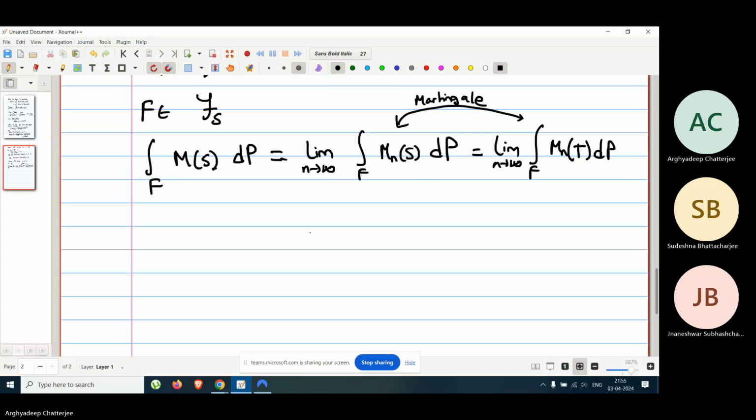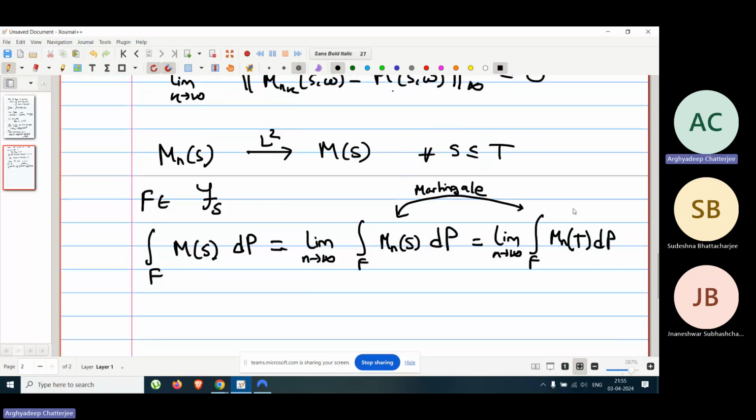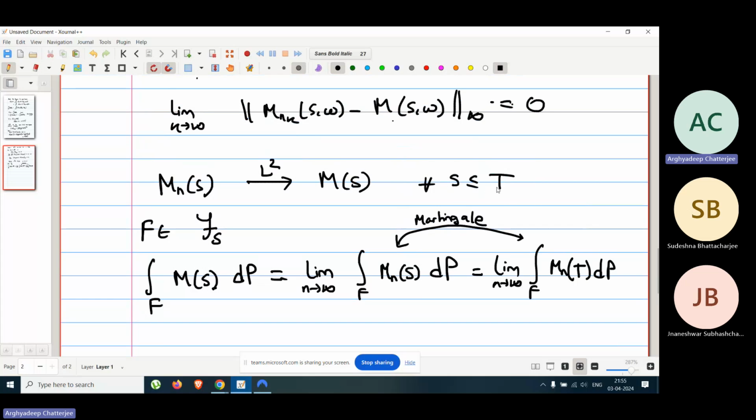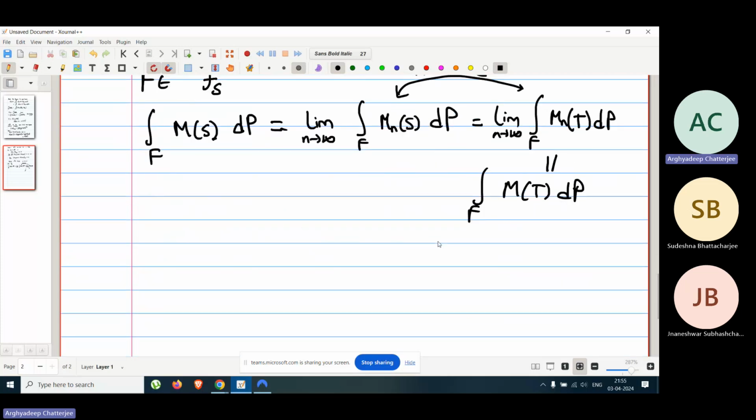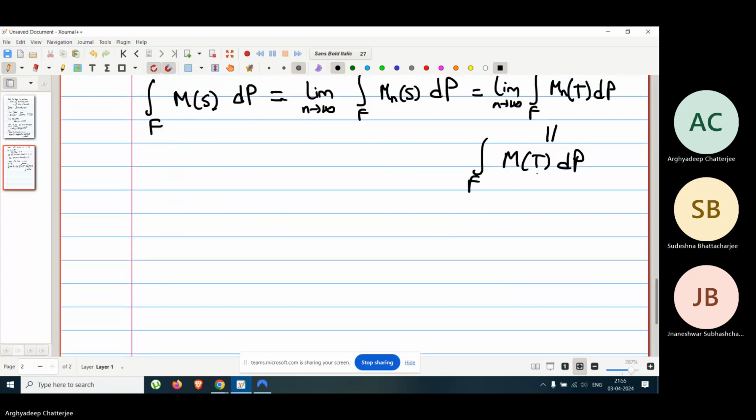And since we have L2 convergence for all s less than or equal to t, we also have L2 convergence of Mn,t. So this again equals the integral over f of M of t. So this proves that M is a martingale.